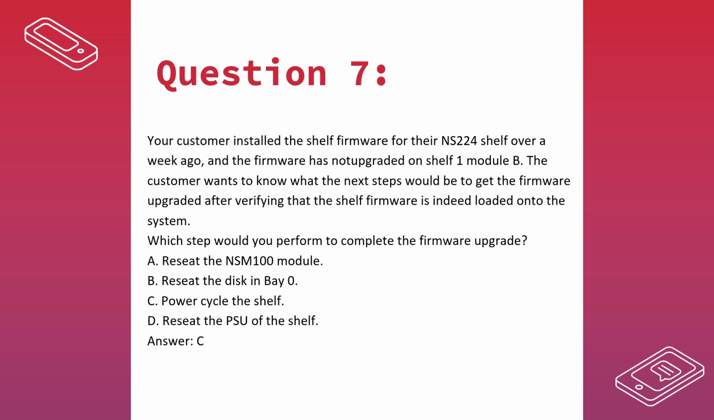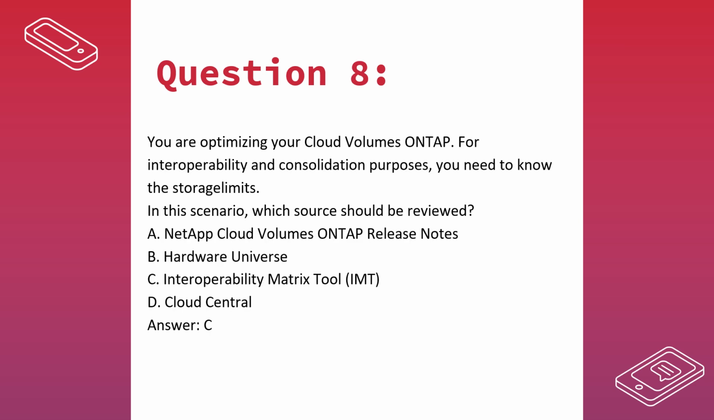7. Your customer installed the shelf firmware for their NS224 shelf over a week ago, and the firmware has not upgraded on Shelf 1 Module B. The customer wants to know what the next steps would be to get the firmware upgraded after verifying that the shelf firmware is indeed loaded onto the system. Which step would you perform to complete the firmware upgrade? A. Reseat the NSM100 module. B. Reseat the disk in Bay 0. C. Power cycle the shelf. D. Reseat the PSU of the shelf. Answer: C.